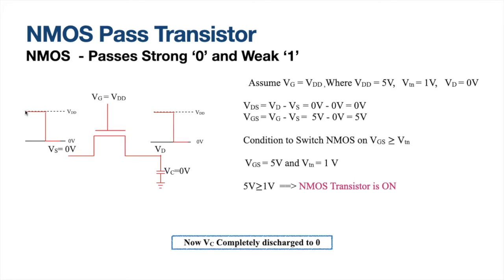Look into the figure. The swing is from VDD to 0 volt. At the output also the swing is from VDD to 0 volt. So right now at this juncture, I hope everyone understood why NMOS transistor passes strong 0 and weak 1.